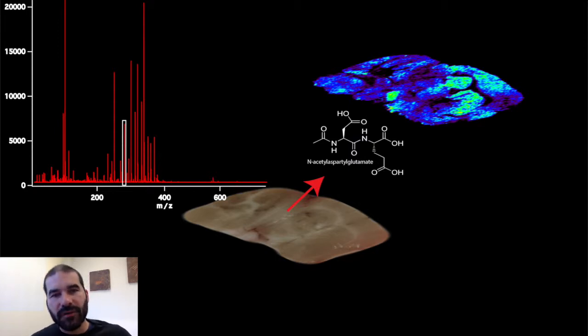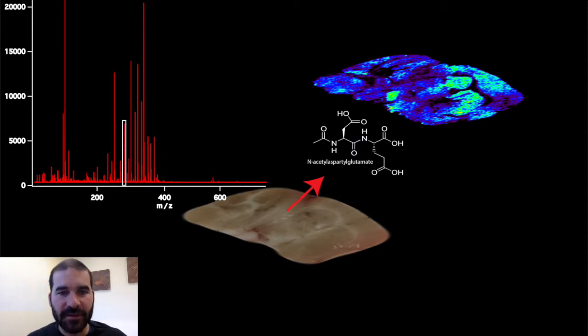This simple cartoon shows a sagittal slice of a mouse brain and a corresponding mass spec image showing the localization of a single ion species. As an example, I've chosen the peak that corresponds to N-acetyl aspartyl glutamate, which is a fairly abundant neuropeptide.